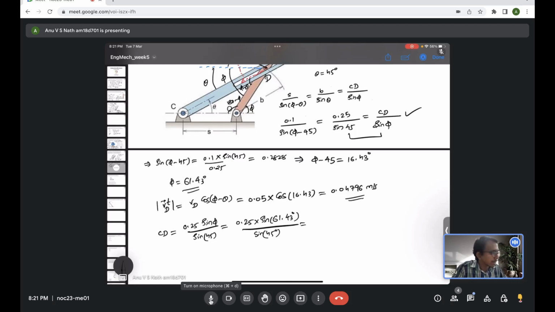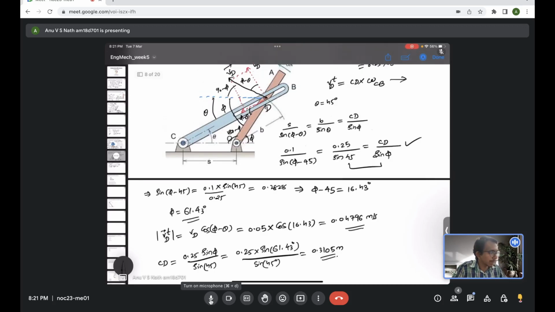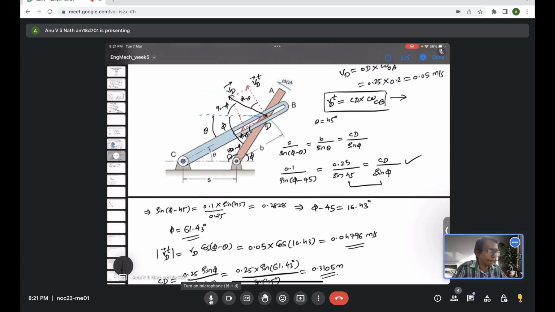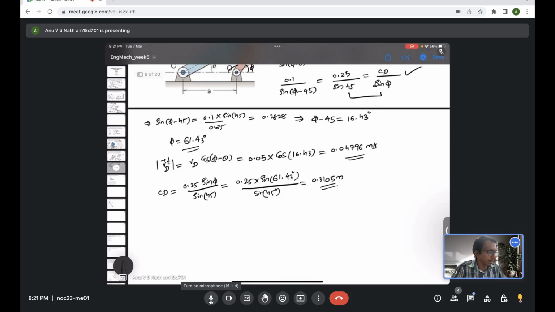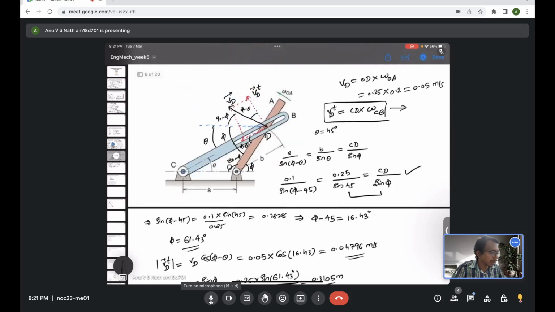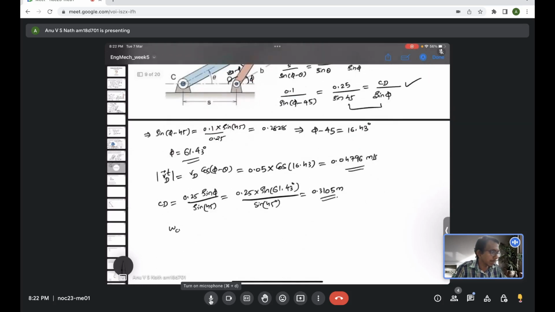We will find the length CD is 0.3105 meter. Now we can use this particular expression. From that, if we rearrange it, we can write omega CB is VD in the tangential direction divided by the length CD.